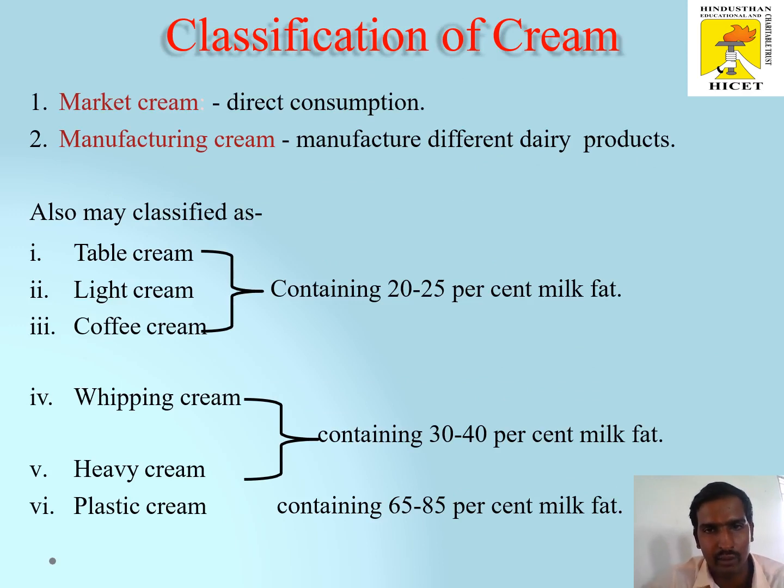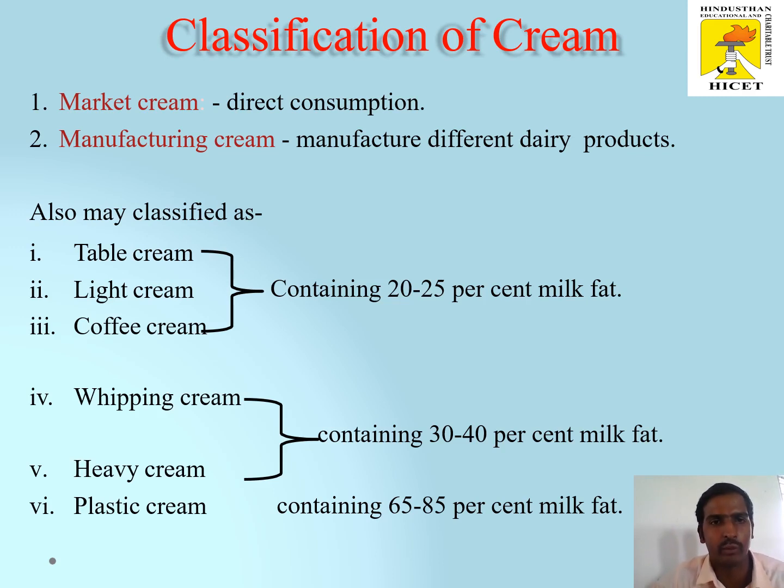So the classification of cream. Based on the percentage of fat or milk fat present in the cream, we can classify the cream. Market cream is directly obtained from the dairy or milk processing. After processing the milk, we can obtain the cream directly, so that is called market cream and we can consume it directly. And manufacturing cream is the cream obtained for other dairy related products, for example, the cream used for the preparation of butter, cheese or any other substance which has more application of cream. So that is called manufactured cream.